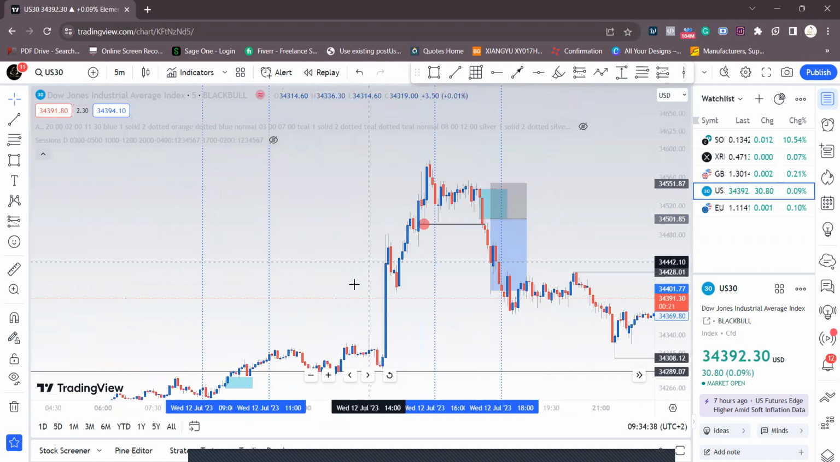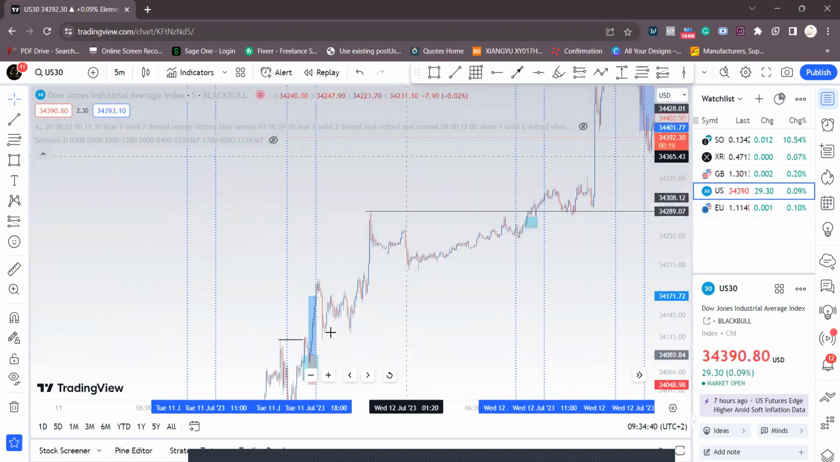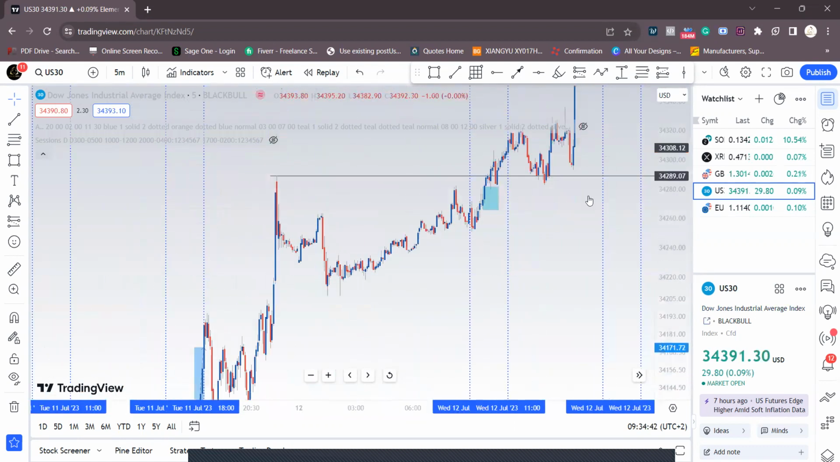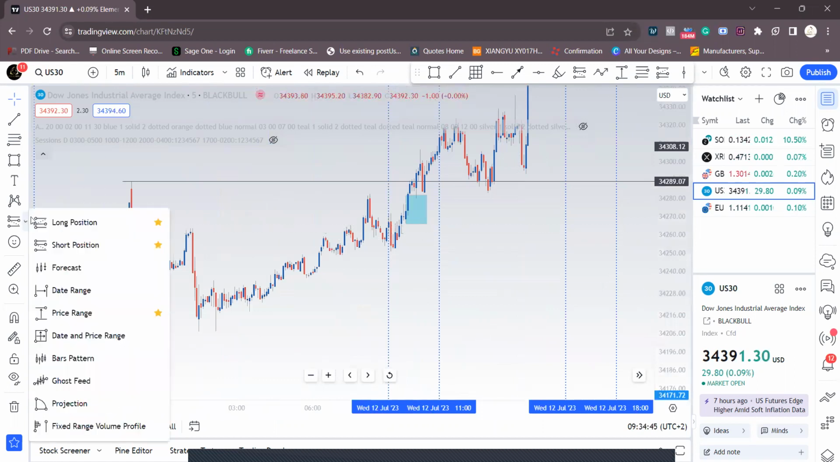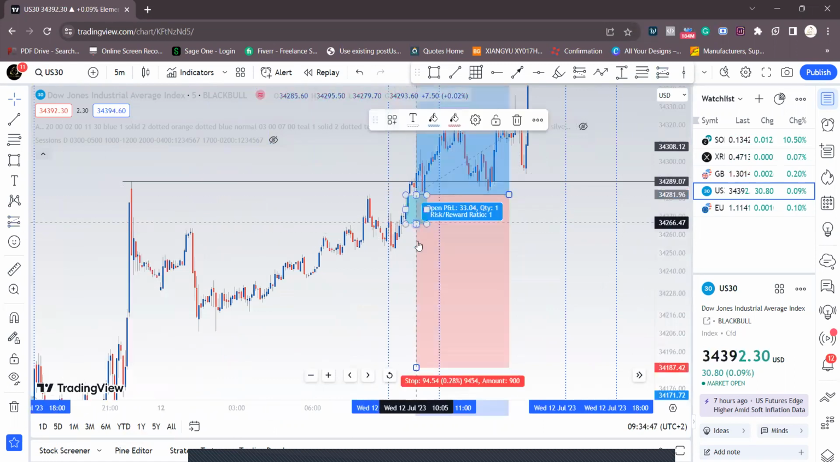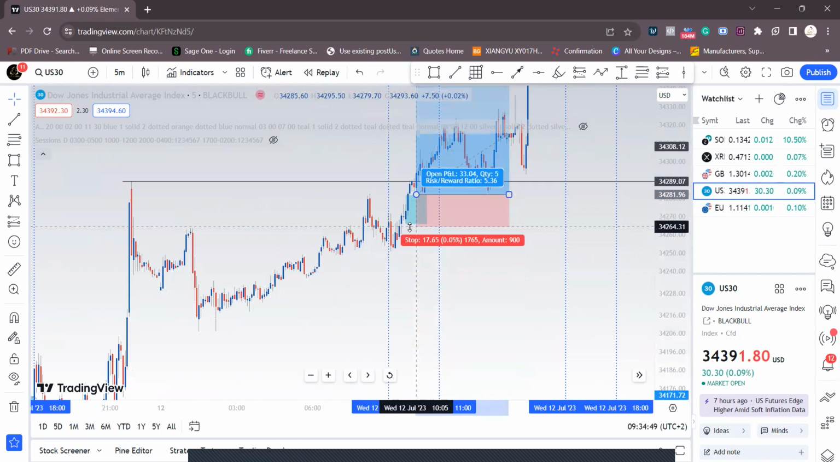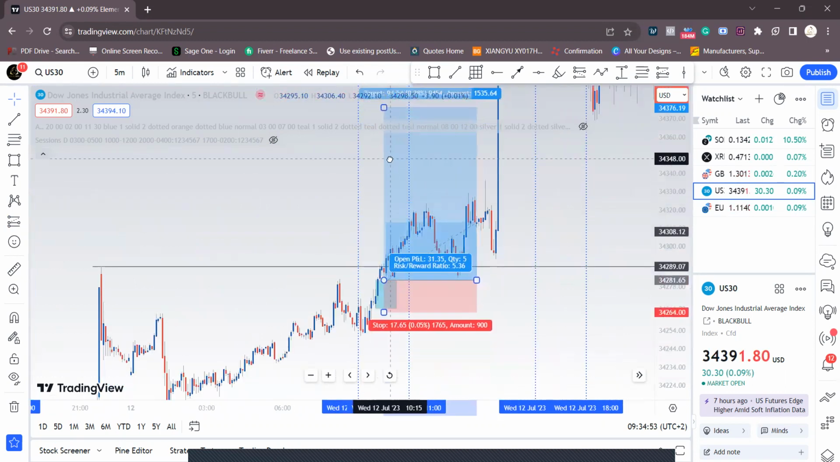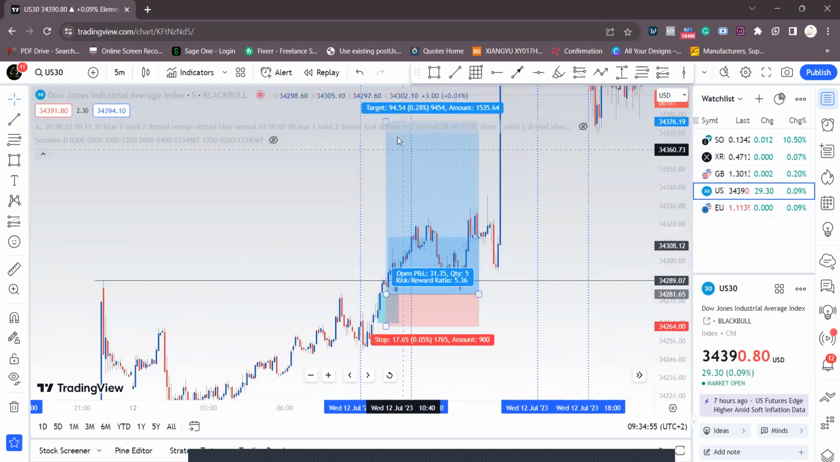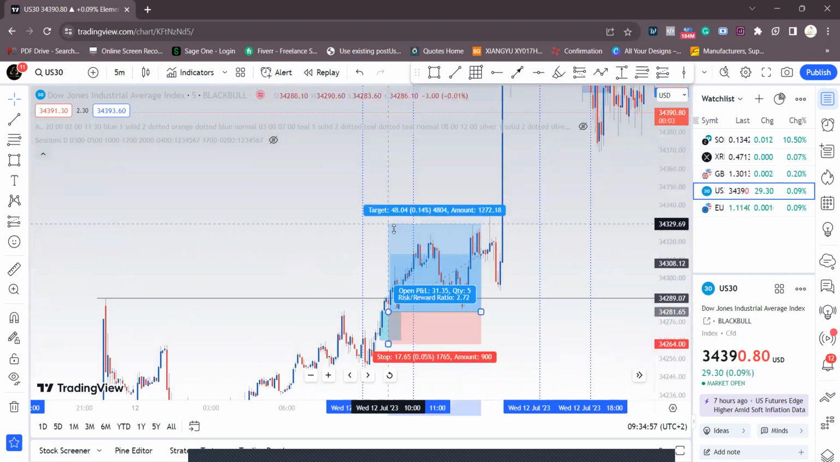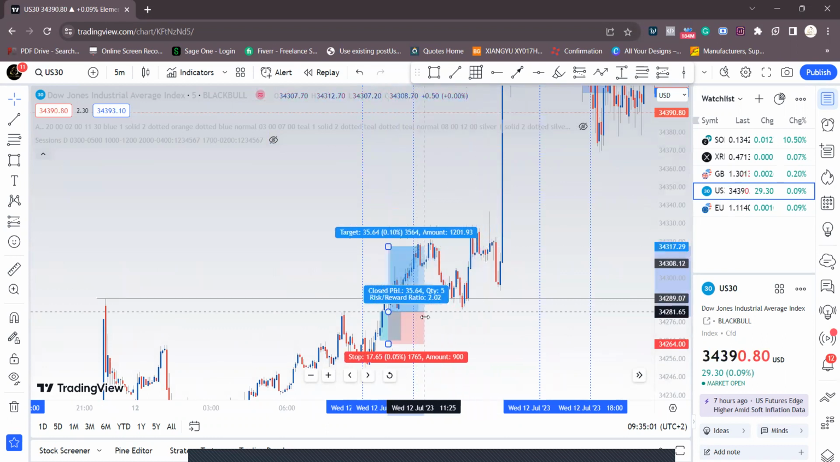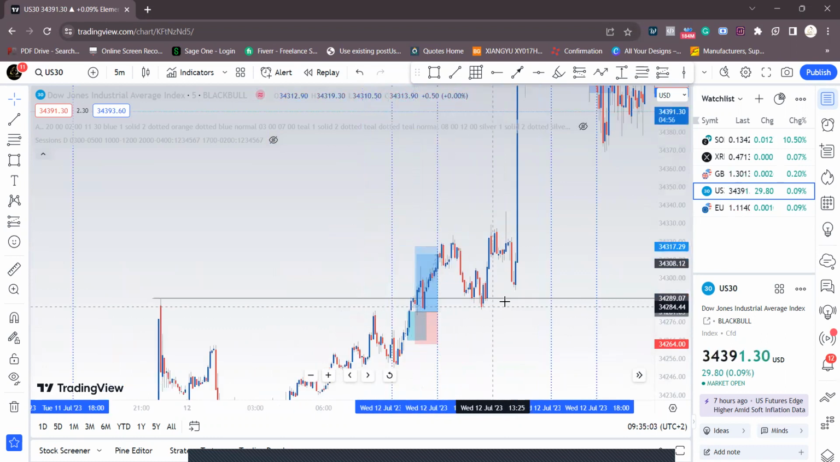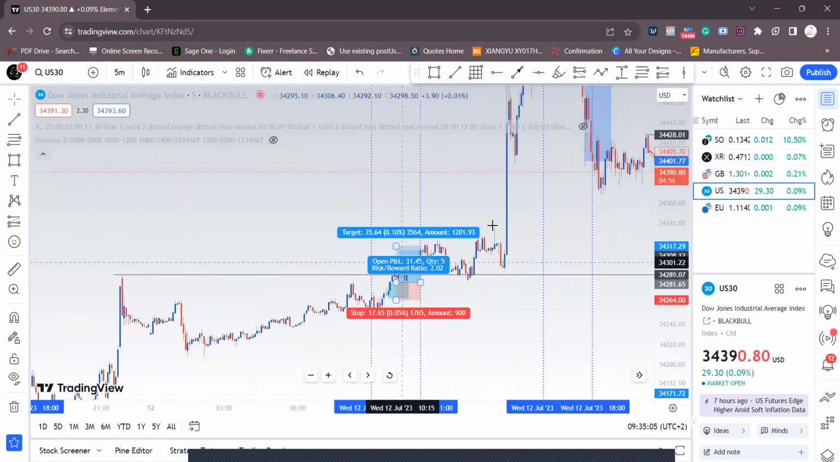But again, we only had 2 trades that actually triggered, and both of them are winners. The other 2 that didn't get triggered are not losers. So we are basically up 4%, and 4% in 2 days. That's incredible results, guys.